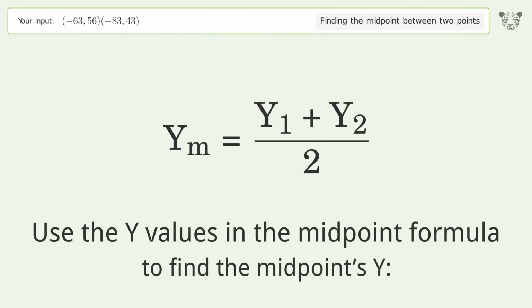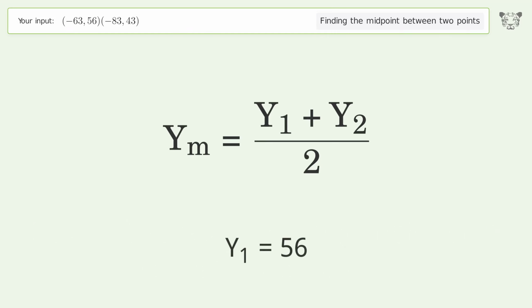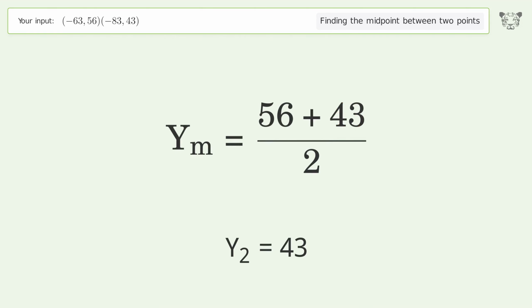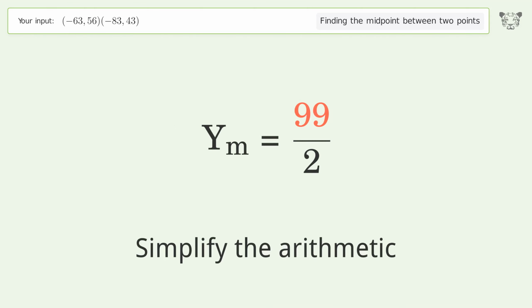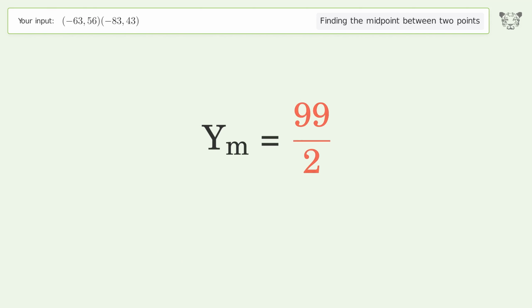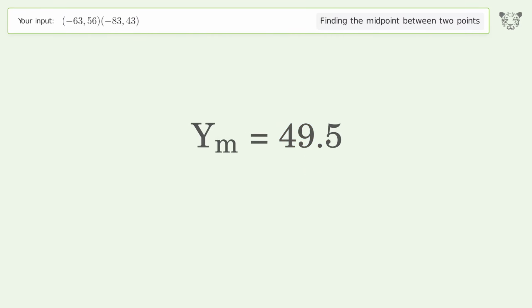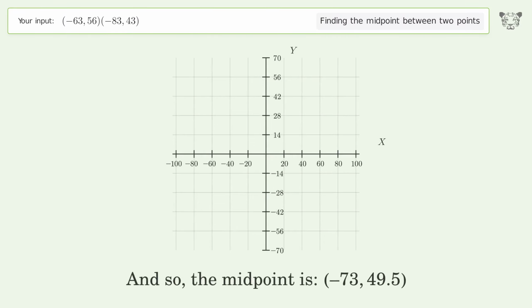Use the y values in the midpoint formula to find the midpoint's y. y1 equals 56. y2 equals 43. Simplify the arithmetic. And so, the midpoint is negative 73, 49.5.